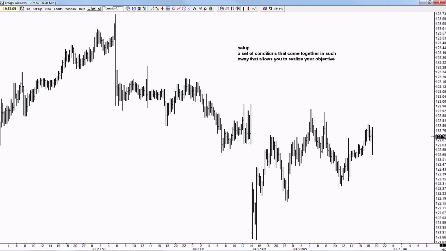It's a set of conditions that come together in such a way that allows you to realize your objective. Plain and simple, or your goal. So, first things first. Thought this was just going to be an easy to learn setup, huh? Let's understand this. First things first, you got to know your objective. You got to know what you're after here.